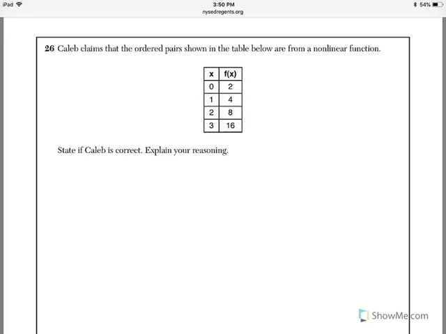One way that we could look at this is we could figure out what's the pattern. So how are the y's going up? If we look at the y values, it looks like they are being multiplied by 2. And if you graphed this function, it would look like this curve. Based on the graph, and based on the fact that we're consistently multiplying, we know that it's nonlinear. Now we just have to explain it.